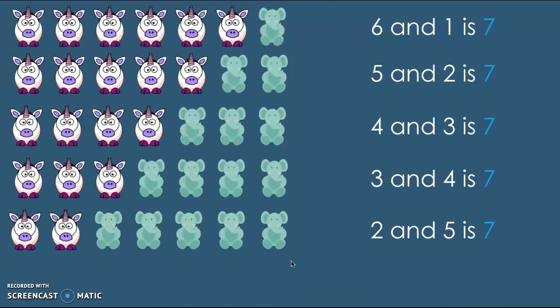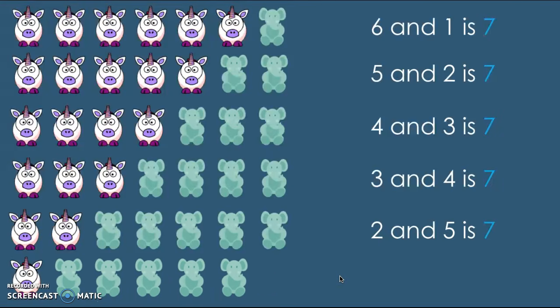And then one more. What if I only have 1 unicorn? How many green elephants do you think I'm going to have? Well, I can keep drawing my picture. Or 1 plus how many equals 7? 1, 2, 3, 4, 5, 6, 7. And then I had to draw 1, 2, 3, 4, 5, 6. So I could say 1 and 6 is 7. Wow, look at that cool pattern of pictures. Again, look at, as the unicorns got smaller, what happened to the green elephants? Yep, they got bigger to even it all out so that all the answers could be 7.